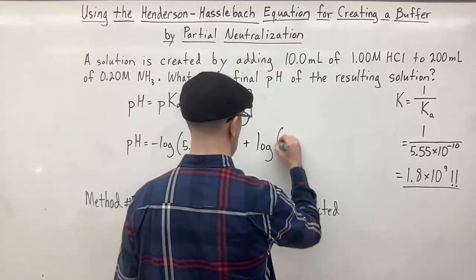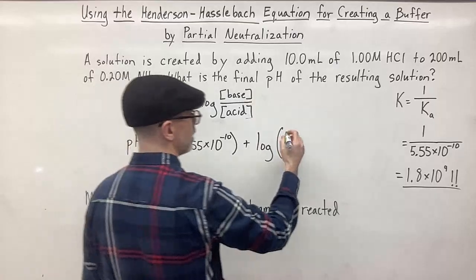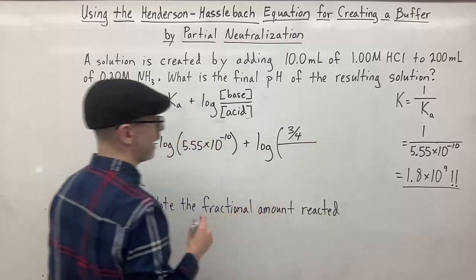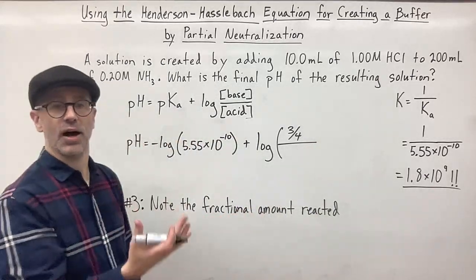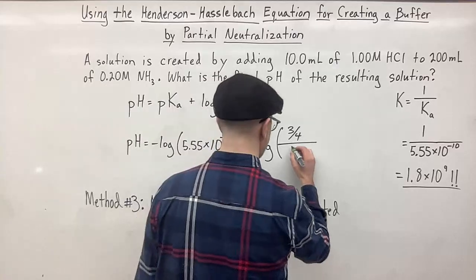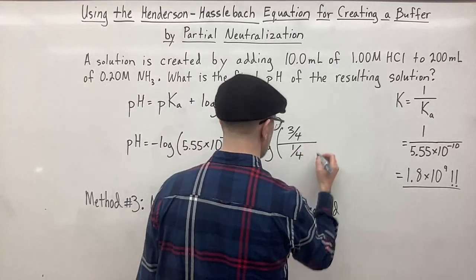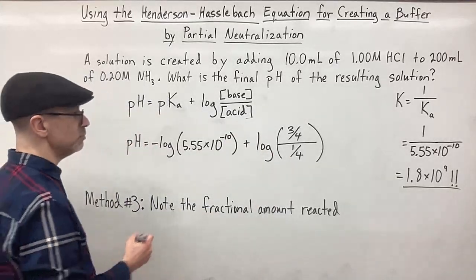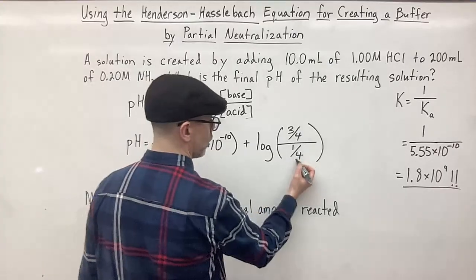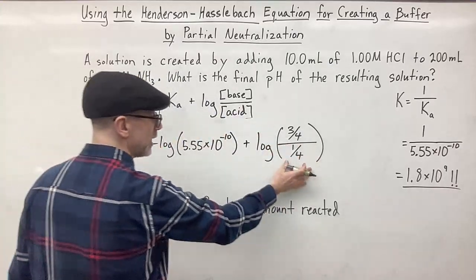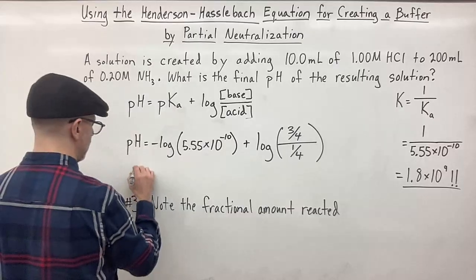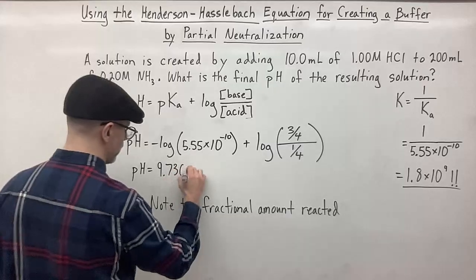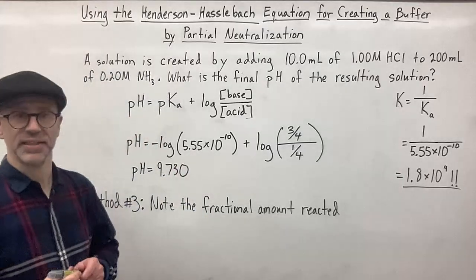So then we have the log of the concentration of the base, which we said was 3/4 left over, and then we created a 1/4 fractional amount of the acid. So we have 1/4. If we plug those in, notice that the 4's cancel out, and we get pH is equal to 9.730 once again.